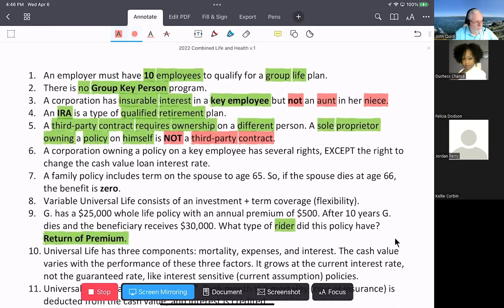Now, the corporation owns a policy on a key employee. They own it. They pay it. They decide how much it's for.